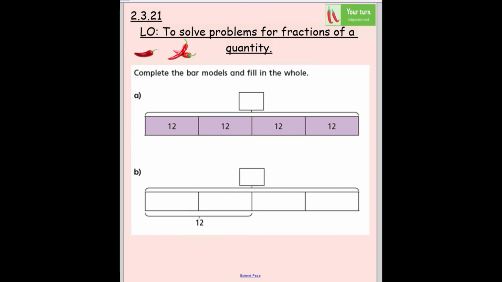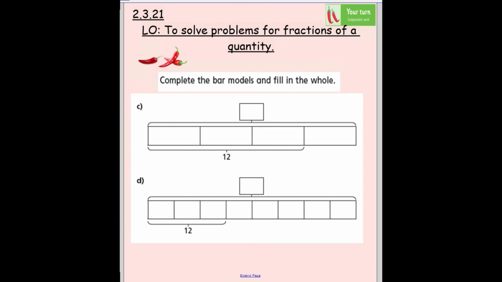This question is for chili 1 and 2. Complete the bar models and fill in the hole. This is A and B. Pause the video and have a go now. This is C and D. Pause the video and have a go now.